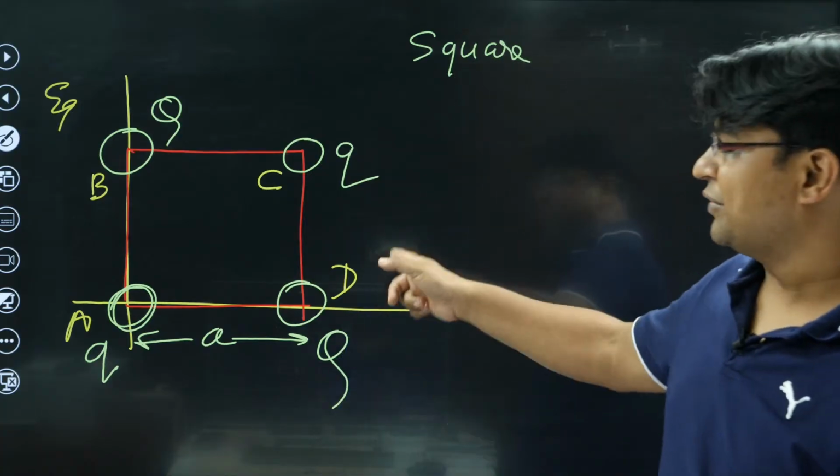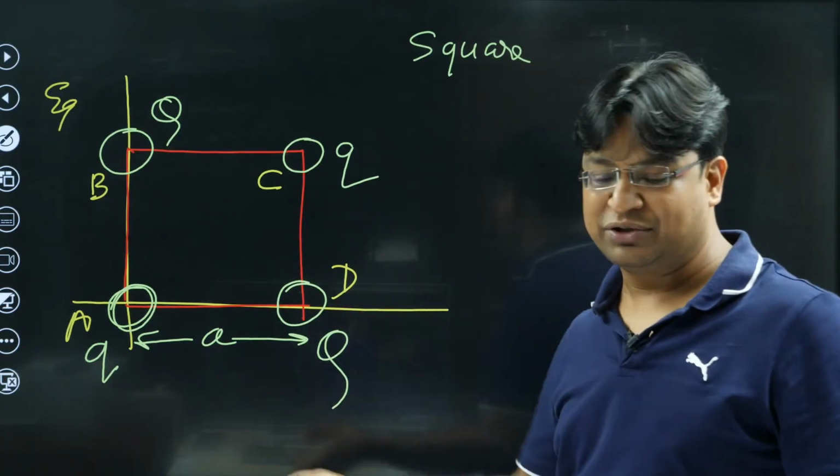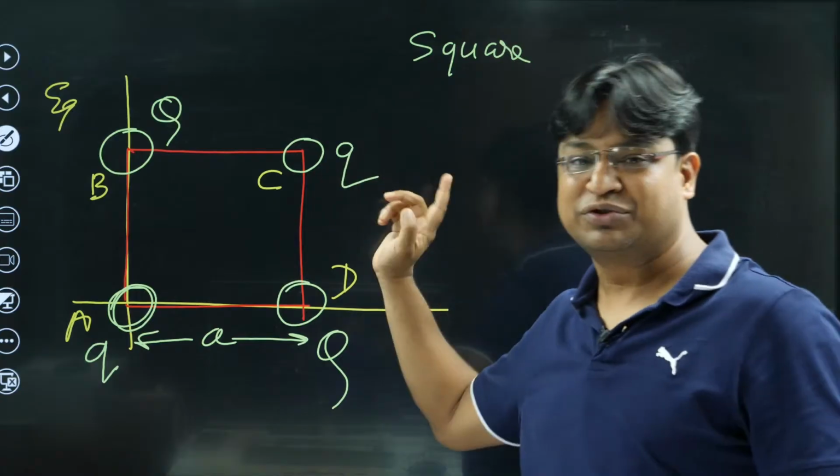Okay, now coming back to this question, are we expecting the polarity to be the same if we want net 0 force on C?